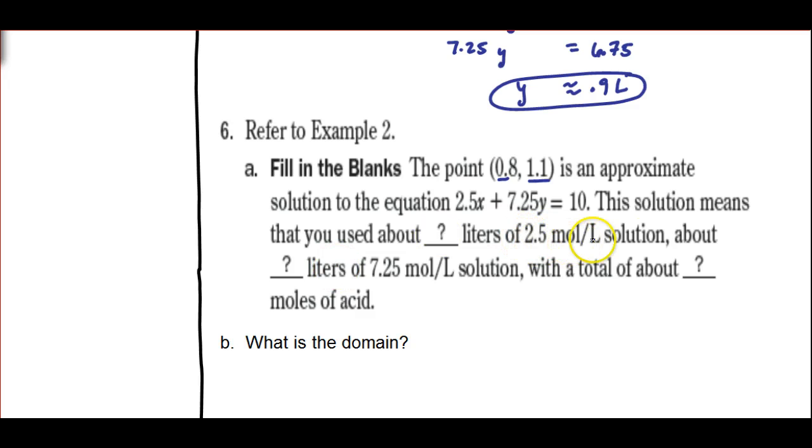So the 2.5 moles per liter solution refers to the X value. So we would say 0.8 here. And the 7.25 refers to the Y portion, and so that would be a 1.1. And we already know that the total is going to be about 10.